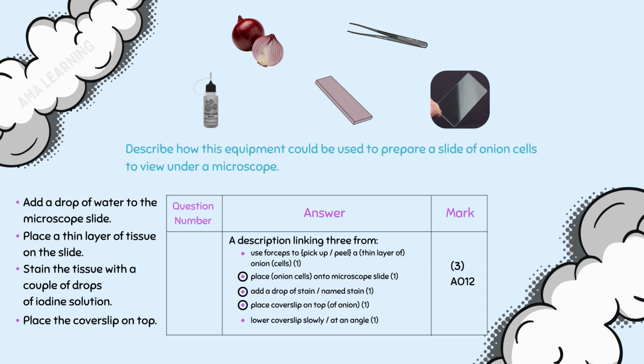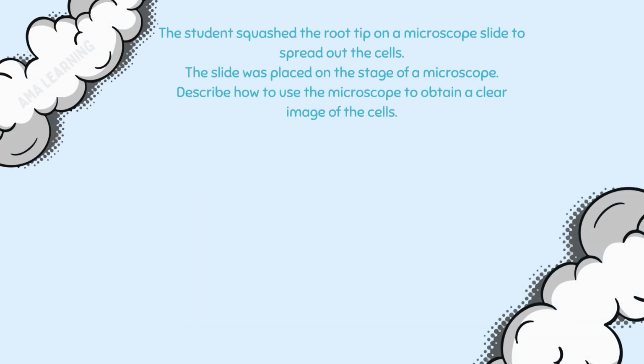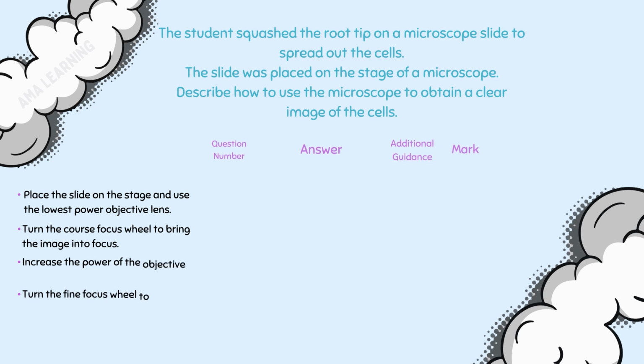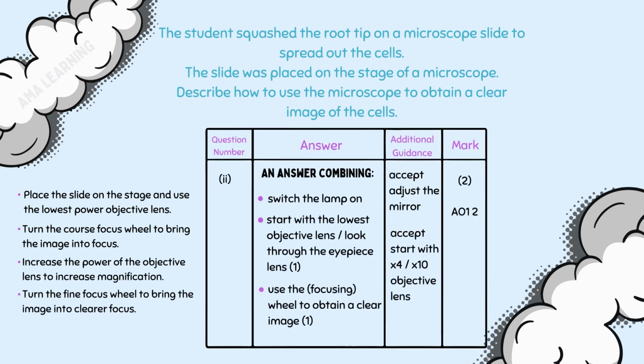Let's apply what we've learned to this past paper style question and then compare it to the mark scheme. Based on what we have learned, we would write, place the slide on the stage and use the lowest power objective lens. Turn the coarse focus wheel to bring the image into focus. Now let's compare that to the mark scheme. So in this case, we would have got our 2 marks from the second and the third bullet point. Full marks.